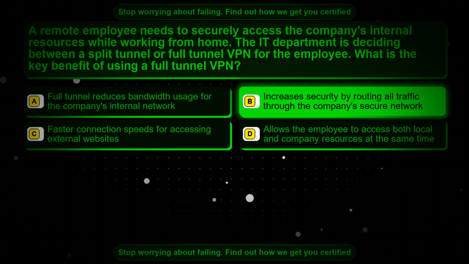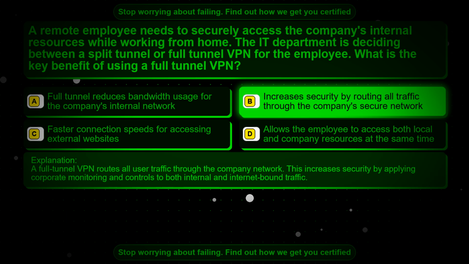The correct answer is option B. Increases security by routing all traffic through the company's secure network. A full tunnel VPN routes all user traffic through the company network. This increases security by applying corporate monitoring and controls to both internal and internet-bound traffic.